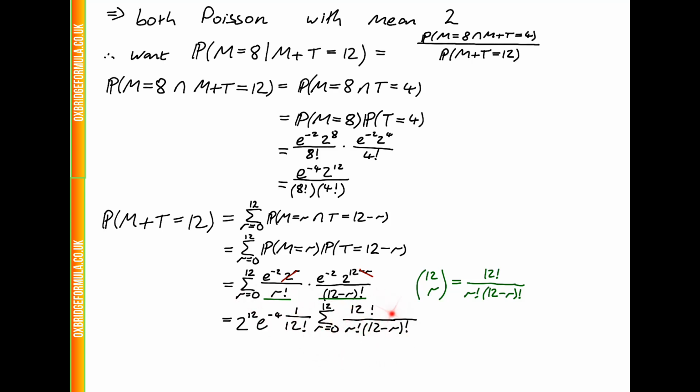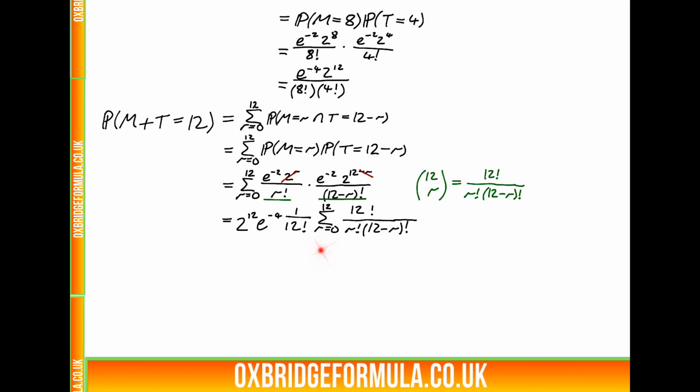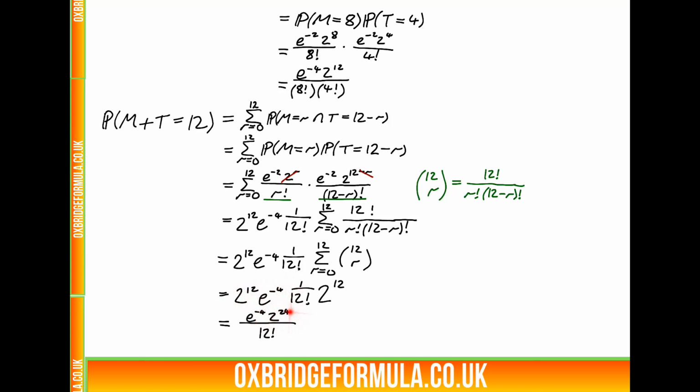So now we can just rewrite this as 12 choose r, and now we're just left with this factor times the sum from r equals 0 to 12 of 12 choose r, which you should recall just evaluates to 2 to the power of 12. Therefore we can group that with our other 2 to the 12 term to see that we have e to the minus 4 times 2 to the 24 divided by 12 factorial. So we've now found both the numerator and denominator in the fraction we want to evaluate, so all we've got left to do is to divide this by this, and we'll find our probability.